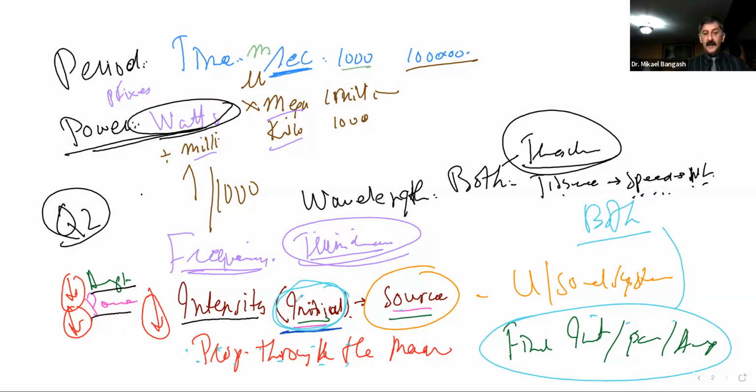So had it said final intensity, final amplitude, or final power, then the answer would have been both. Both what? Source and medium. Did you guys get that? Yep. I think there's a question later on when they ask this very same information at some point. It's going to get clearer once we get to chapter 6, but just so you guys are aware.